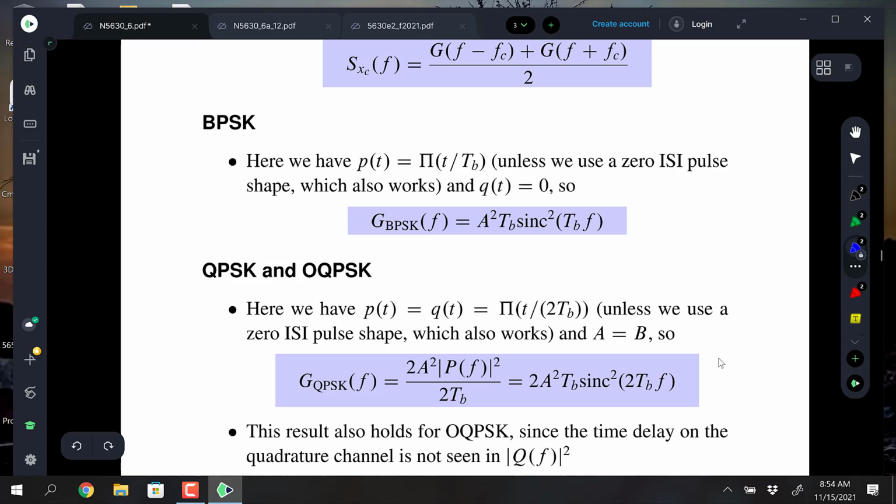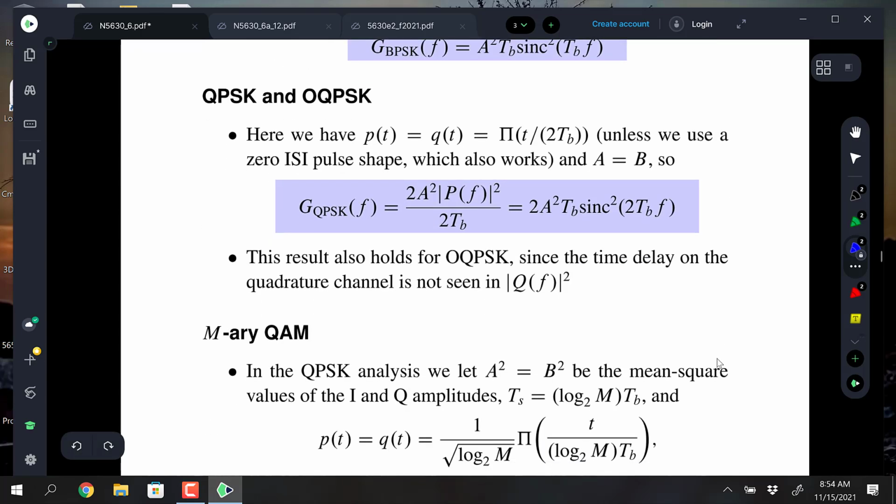So if we take rectangular pulse shape for BPSK, then we can just get the sinc function in there. If we go with QPSK and offset QPSK, we can just put that spectral shape in there for the rectangular pulse shape. And it's going to be a different pulse shape for pulse shaping.